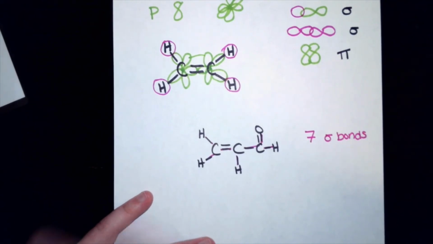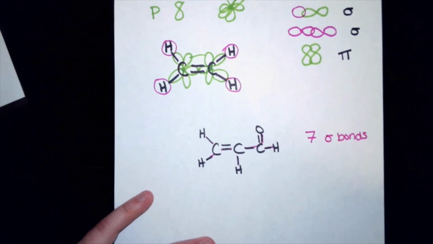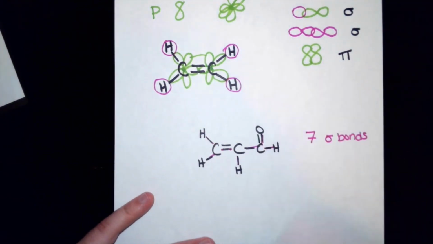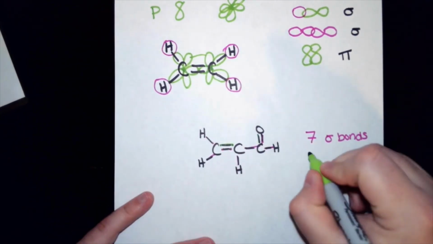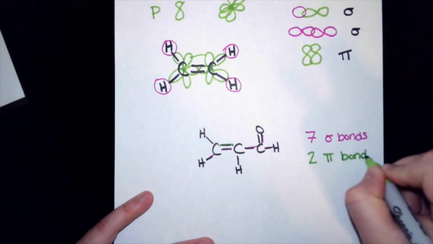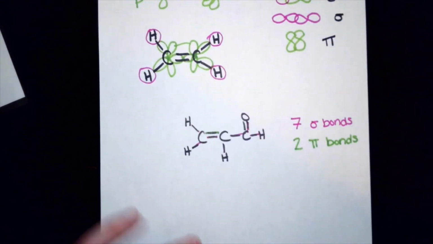Then, however many bonds are left over are going to be pi bonds. So basically, you'll only have pi bonds if you have double and or triple bonds. All of the extra bonds beyond just single bonds are what make the pi bonds. So we've already counted 7 of these bonds. Here's one more. Here's a second one that we haven't counted yet, and that's it. So there are 2 pi bonds. And that's all you have to do to figure out how many sigma and pi bonds exist in a molecule.